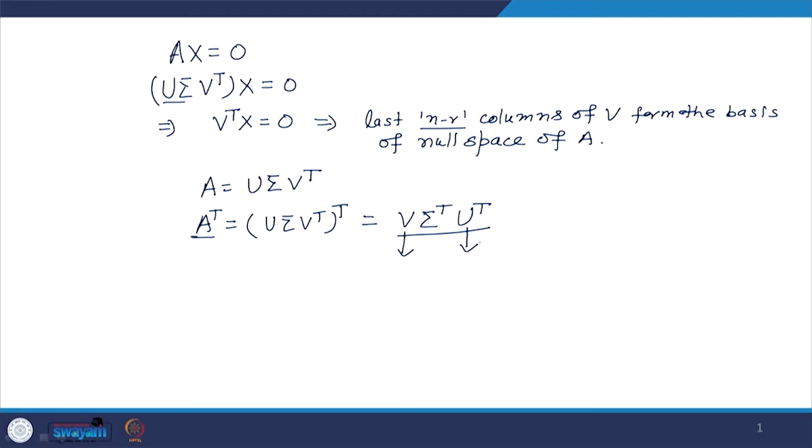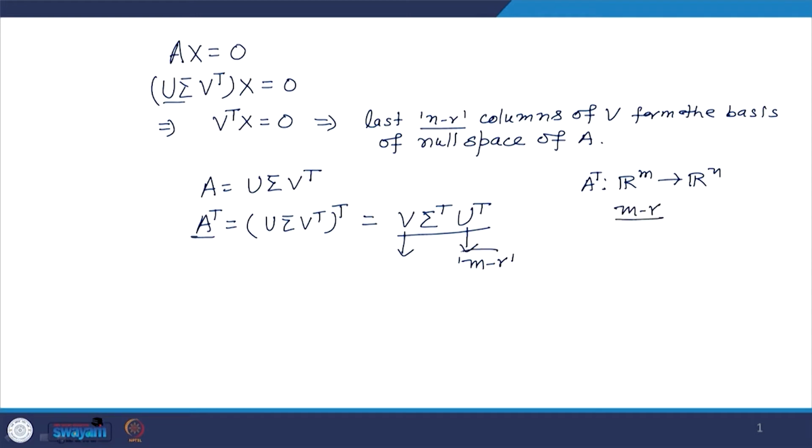Earlier it was n minus r, here it will be m minus r, because now it will be a transformation from R m to R n, that is A transpose. And by the rank nullity theorem, rank is r, and rank of A equals rank of A transpose. So, here nullity will become m minus r.